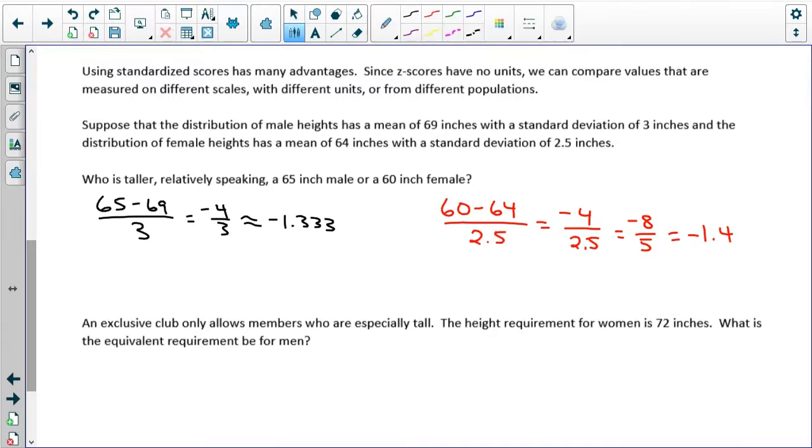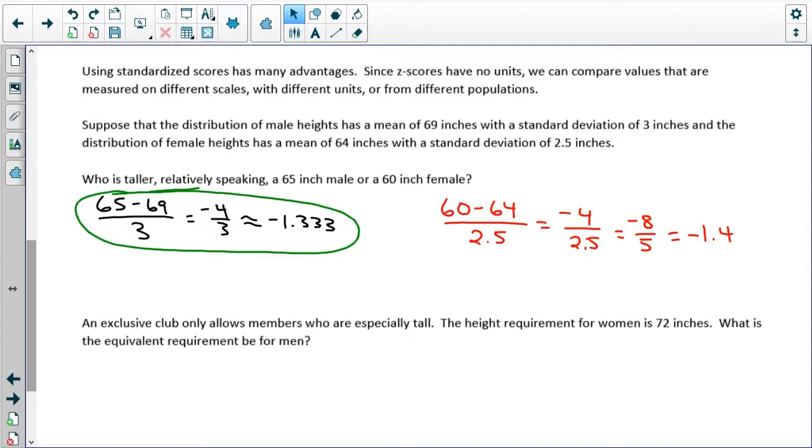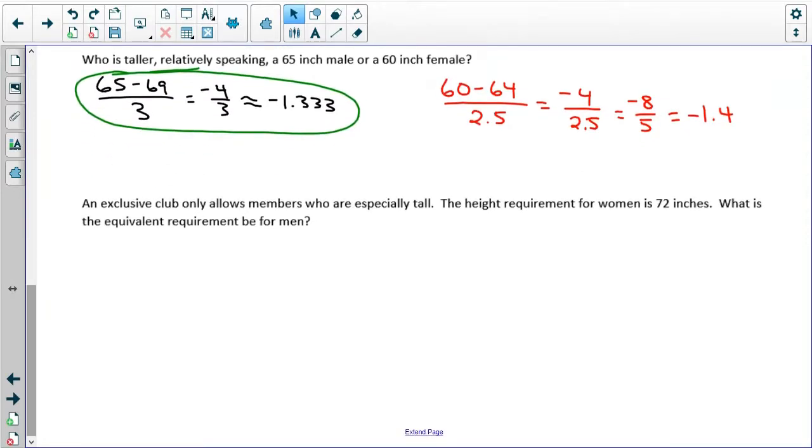So who is taller relatively speaking? The male is taller relatively speaking because the male is fewer standard deviations below the mean than the female is. An exclusive club allows only members who are especially tall in it. The height requirement for women is 72 inches. What would be the equivalent requirement for men?